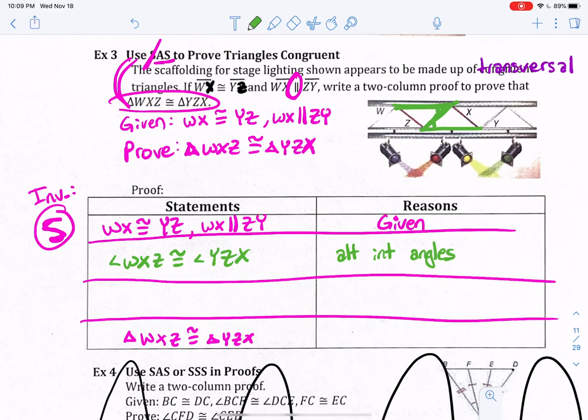YZX, and those two angles are congruent by alternate interior angles. So we have our angle done. Check it off, side angle, side. Now we need one more side.